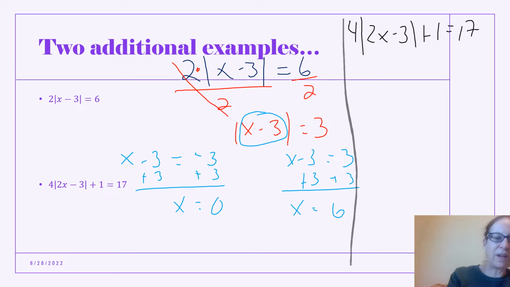Okay, so in this problem, here's the absolute value, okay? And then I have this stuff inside the absolute value, which is 2x minus 3. And then I have some stuff that's being done to the absolute value. So the absolute value is being multiplied by 4, and we're also adding a 1. Make sure that you undo that addition first.